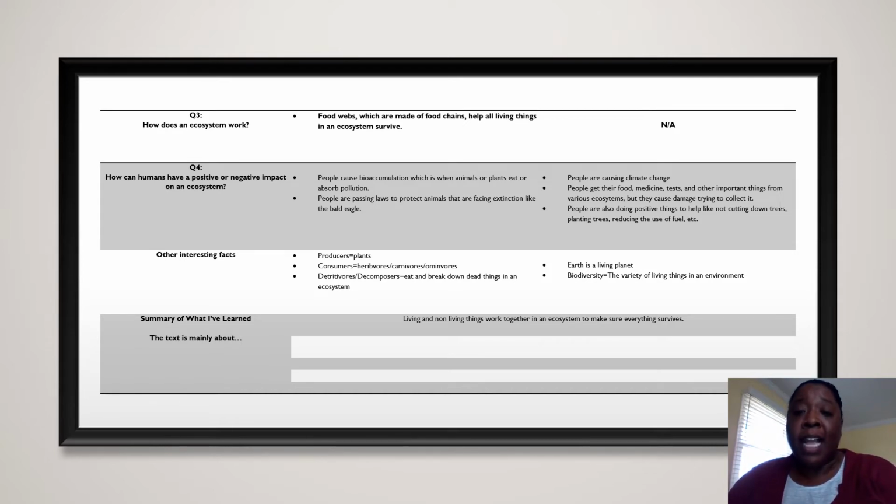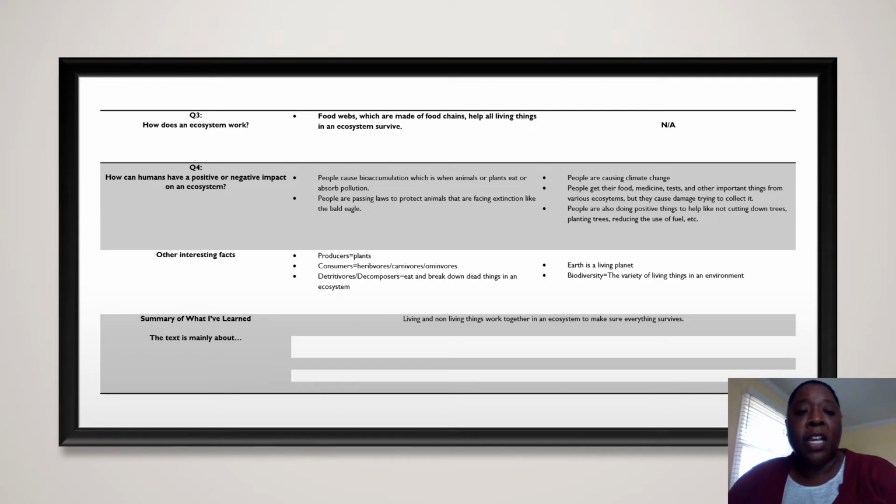In the other text I found, people are causing climate change. People get their food, medicine, tests, and other important things from various ecosystems, but they cause damage trying to collect it. People are also doing positive things to help, like not cutting down trees, planting trees, and reducing the use of fuel. I found those details directly in the text.